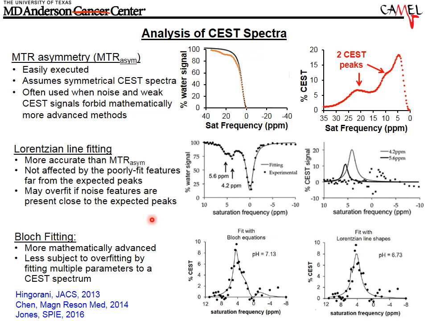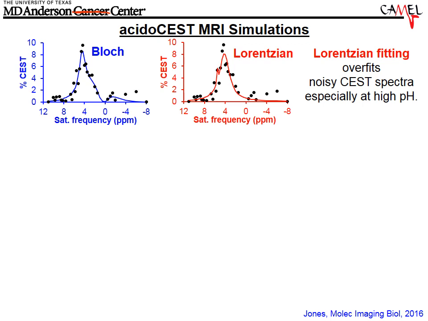The Bloch equations that describe magnetization during an MR experiment can be modified to include the chemical exchange term, and we have further modified that to include pH as a fitting parameter. And the Bloch equations fit the results quite well, while the Lorentzian line shape fitting is really susceptible to noise and doesn't produce the correct pH value nearly as often. So we prefer the fundamental Bloch equations for fitting, which is a very advanced method. This is again to show the two types of methods.